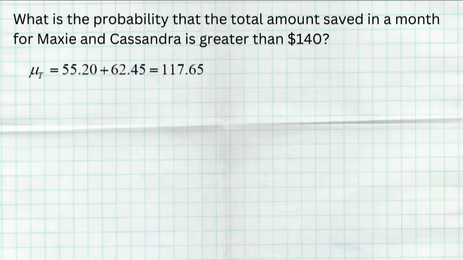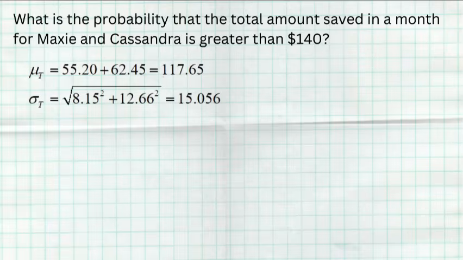So the first thing we have to do is find the mean and standard deviation for their total contributions. So for the mean, it's really easy. All we've got to do is add the $55.20 for Maxie with the $62.45 for Cassandra, and we get $117.65 for the mean of the total. But what about the standard deviation? Well, hopefully you learned a lot in the random variable unit, so we know how to combine, because we are not allowed to combine standard deviations. What we are allowed to combine is the variance. So Maxie's variance is 8.15 squared, that's just standard deviation squared, plus Cassandra's variance is $12.66 squared. Add up all that variance, throw a square root around all of it to get back the standard deviation, and now we have the standard deviation for the total, $15 and a little bit more than 5 cents, 15.056.